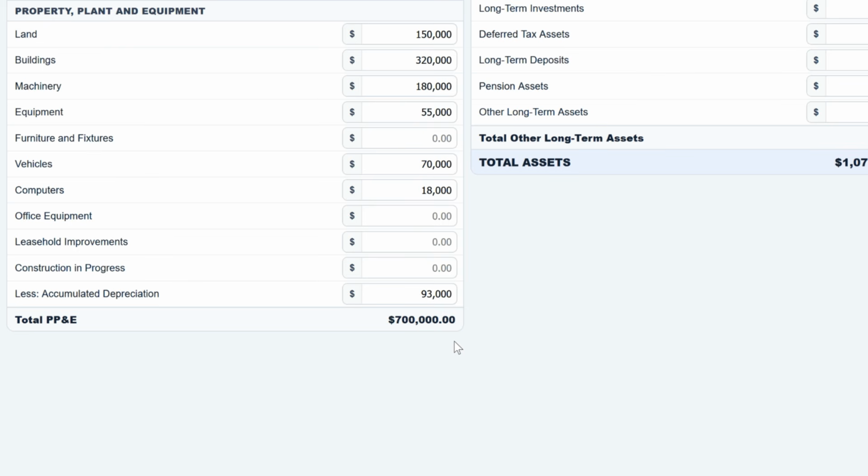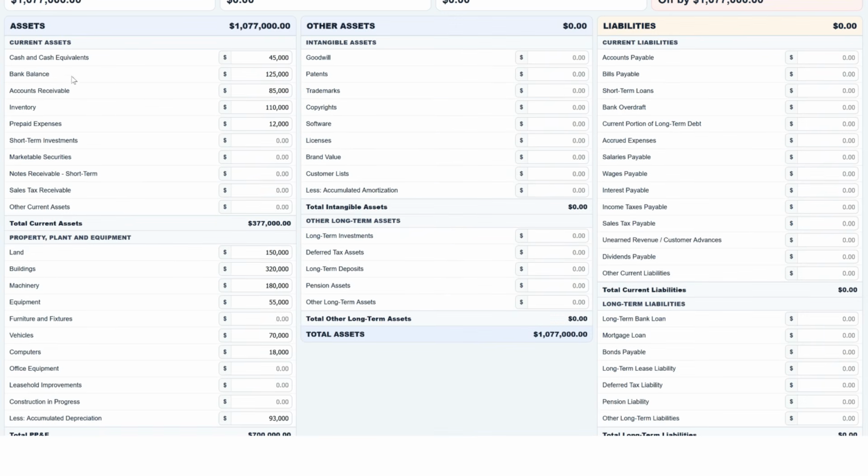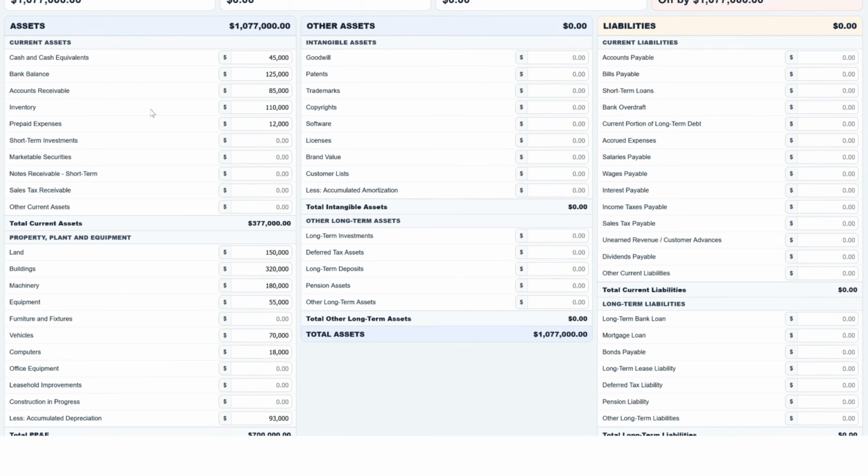Without automation, preparing these calculations manually would require significantly more time and increase the risk of errors. At this stage, we have completed the first major portion of the balance sheet. We have already identified the company's liquid resources, long-term productive assets, and the overall investment made in physical business operations.